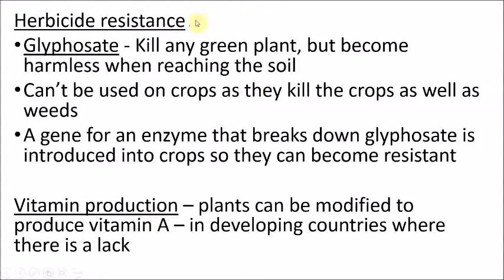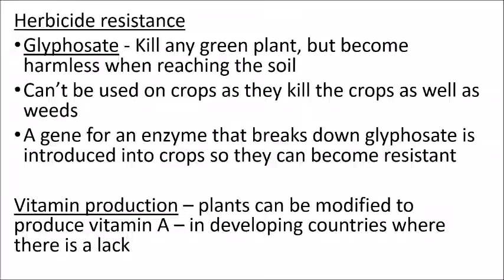Okay, so next we talk about herbicide resistance. Now, glyphosate, I think that's how you say it, will kill any green plant. So you could use it on weeds because it kills the green material, the plant, but then when it reaches the soil, it becomes inactive. But the problem is if you're spraying it on your crops to kill the weeds, it's going to kill the crops as well. So what you can do is give your crops a gene that makes an enzyme that breaks down glyphosate so that they're not affected by it, and essentially they're resistant. You wouldn't give the gene to the weeds, so they die, they'd perish.